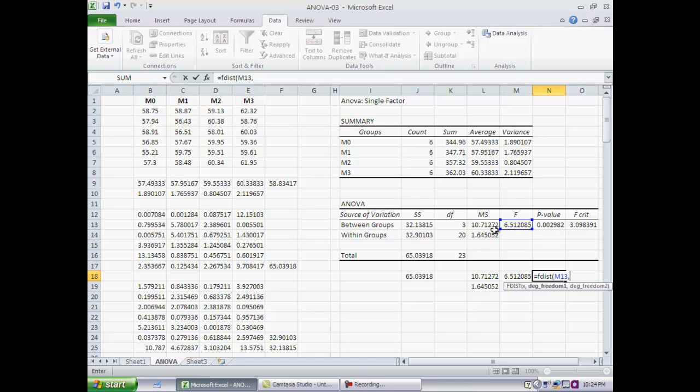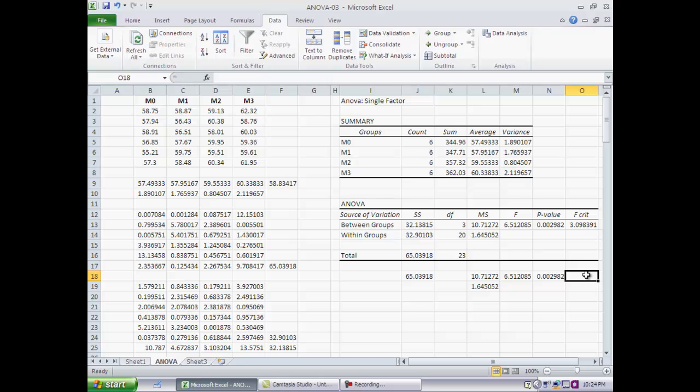Degrees of freedom for the numerator is 3. That for the denominator is 20. That's where the 20 came from here for within groups. And there's your 0.002982.